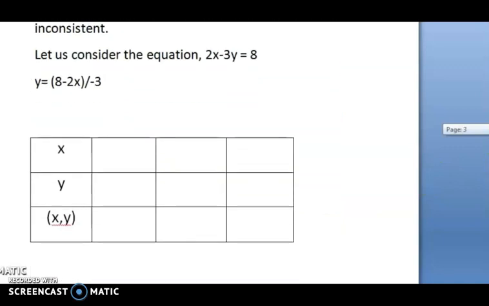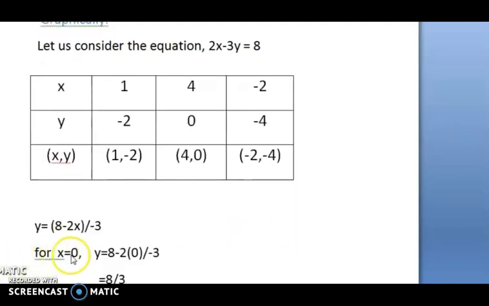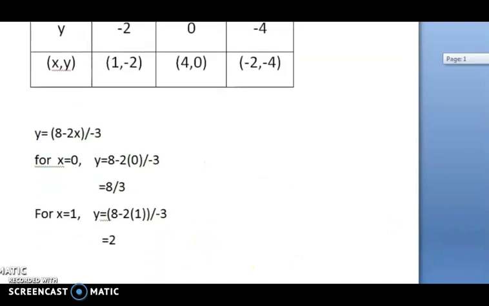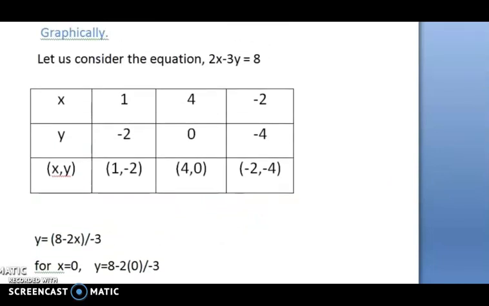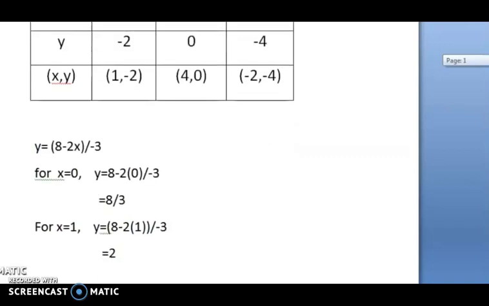Now draw the table to find the values. When x is equal to 0, we are getting the value of y to be 8 by 3, which is a non-terminating decimal. So we'll leave it. Now we'll try with x is equal to 1 and we got it as minus 2. So it's an integer value. Let us consider this point (1, minus 2). When x is equal to 1, the value of y is minus 2.